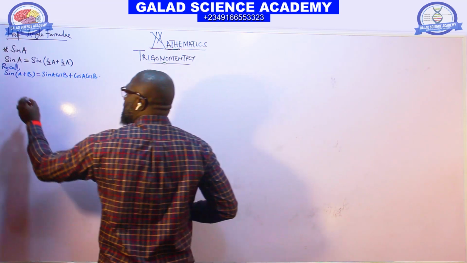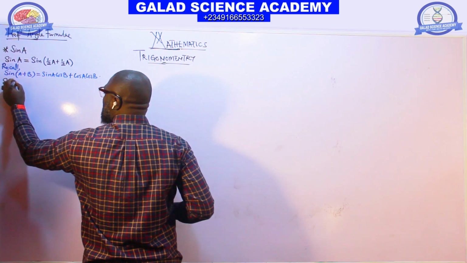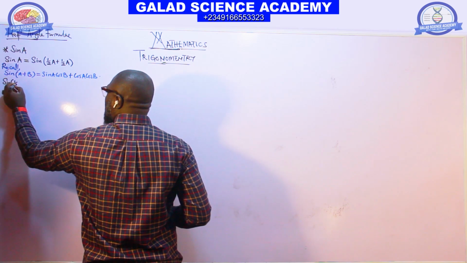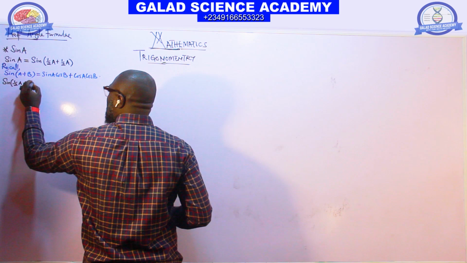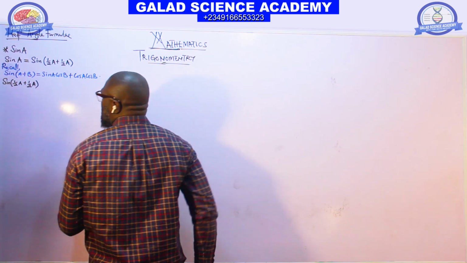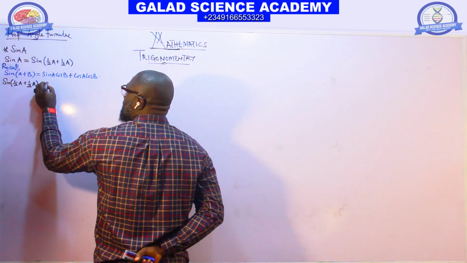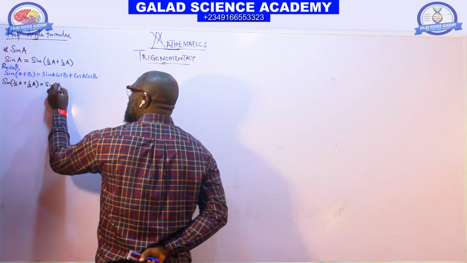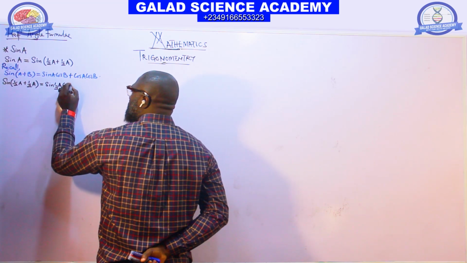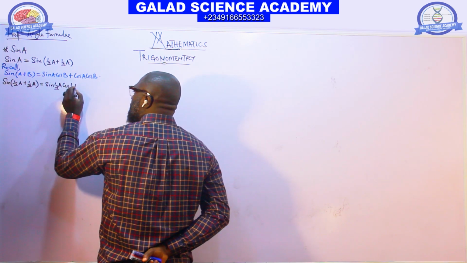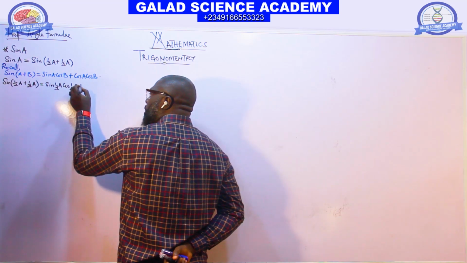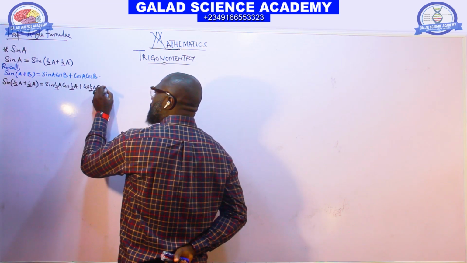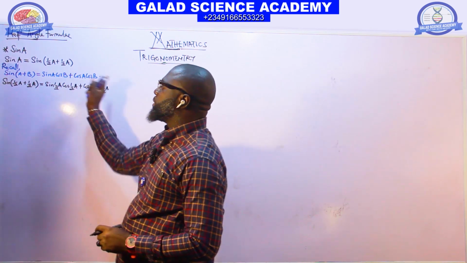By applying it, you will now have sine of half angle of A plus half of A, these two, is sine half of A cos half of A, plus cos half of A sine half of A. Because we don't have B, everything we have is A.